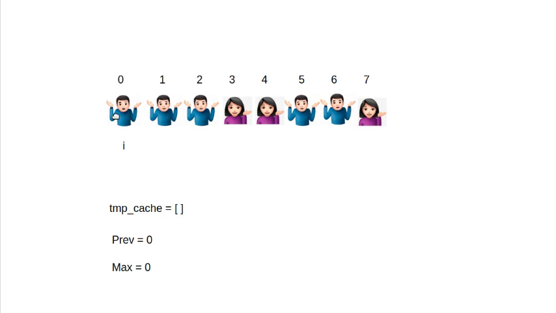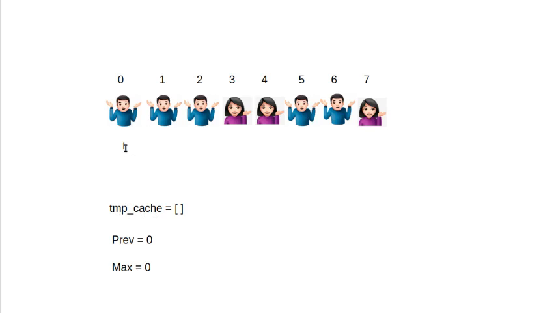Let's say we have consecutive males and we have females as well. So we need to find the max consecutive males sitting together. To solve this problem, let's give an index from 0 onward in order, and we begin with the pointer i. At first we have a pointer i and we have a temporary cache, and we declare the previous and the max as 0 at the beginning, and we have an empty cache at the beginning.